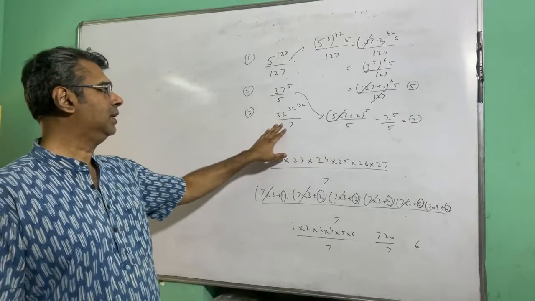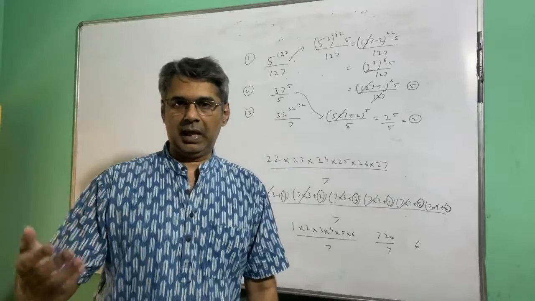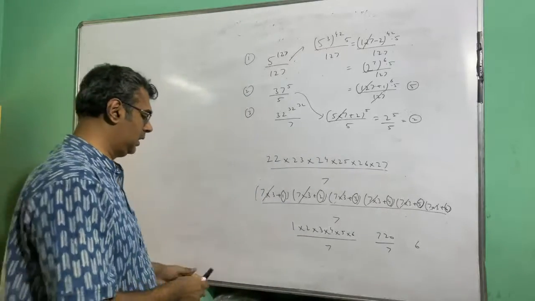Now the third category is 32 to the power 32 to the power 32. That means index and again index. So 32 to the power 32 and again to the power 32. So how do we do this kind of sum?